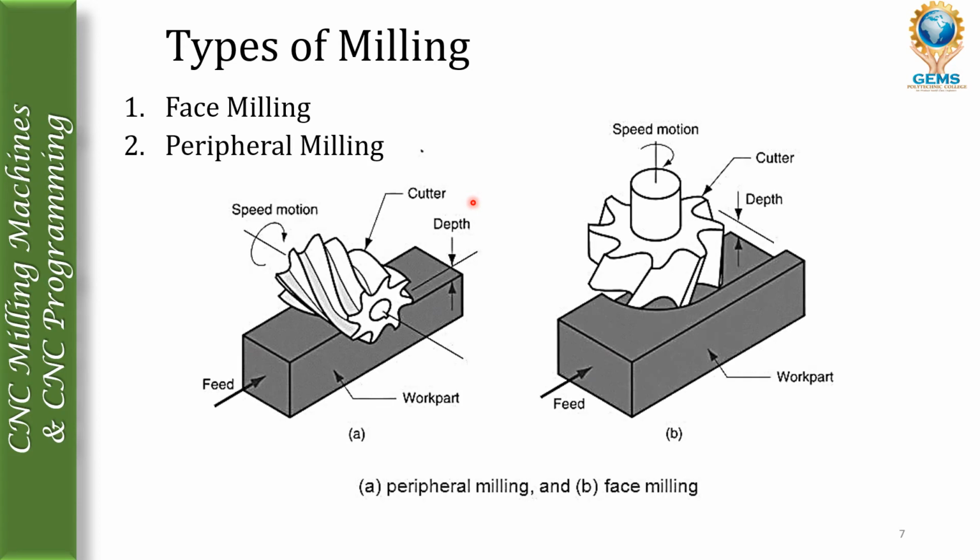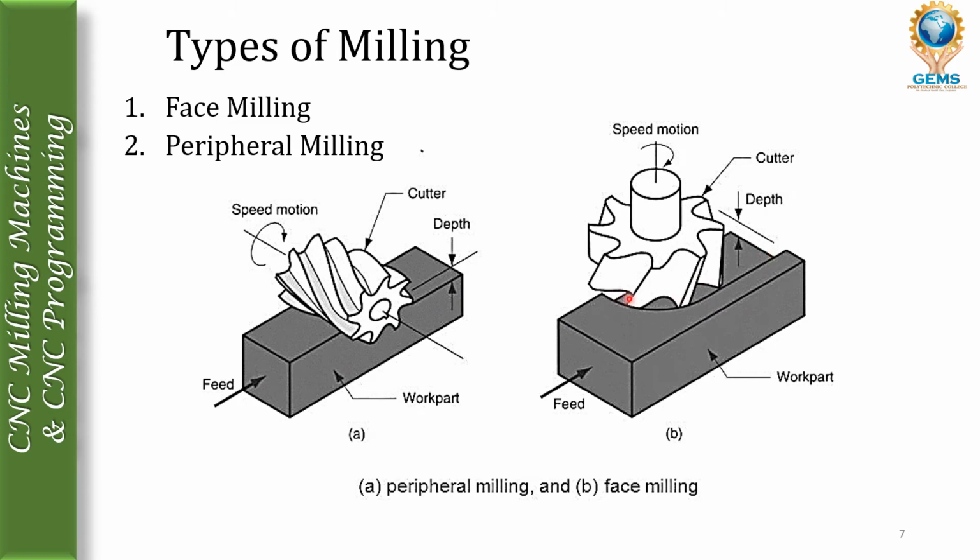And let's see types of milling. The first is face milling. Second is peripheral milling. In this image, the first one is peripheral milling. The second one is face milling. In peripheral milling, the side surface of the milling cutter is used to machine the workpiece. This is the side surface of the milling cutter, and this is face milling. Here, the face of the milling cutter is used to do the machining operation.